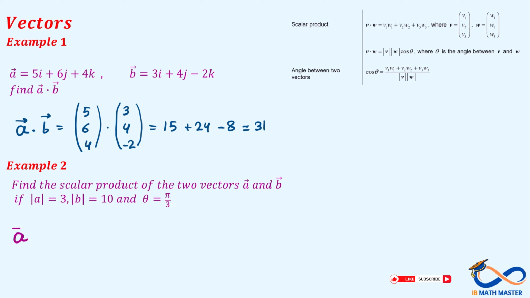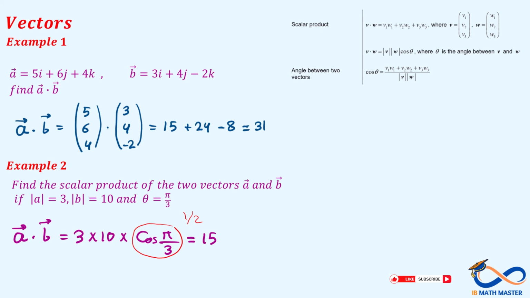If we apply the formula here, the dot product will be the magnitude of the first one, which is 3, multiplied by the second one, 10, multiplied by cosine of the angle between them. Now, cosine pi over 3 would be half. So half times 10 will be 5, and 5 multiplied by 3, so the answer here will be 15.